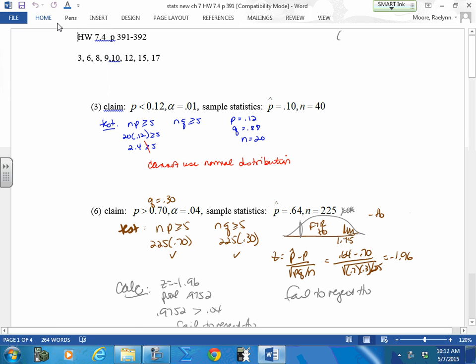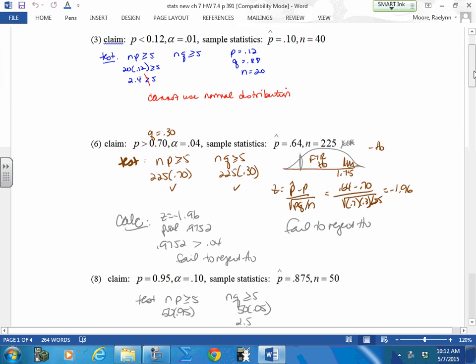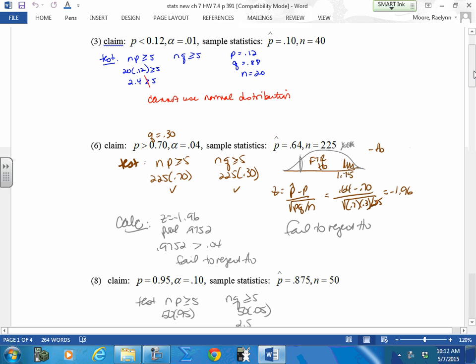The first three actually asked you to test the claim to see if it approximates a normal curve. Now the problem is, if it doesn't approximate a normal curve, you have to stop. You can't do this. The product of both of those, n times p and n times q, have to be greater than or equal to 5.